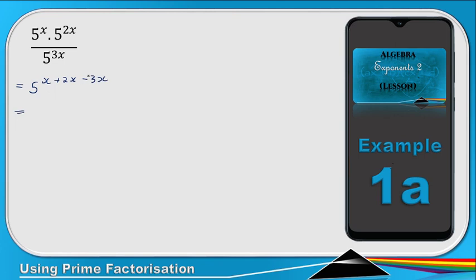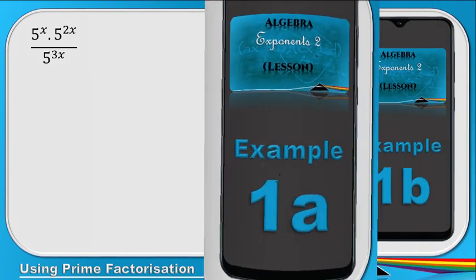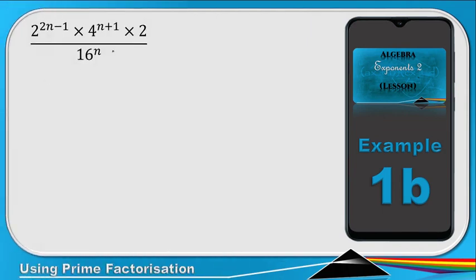Now simplify after that. x plus 2x is 3x, minus 3x is 0, so we have 5 to the power of 0, and this is just equal to 1. Okay, so this is the type of sums that we can expect, or the level of complication that we can have. Now the first step is to use prime factorization to get everybody to the same base.